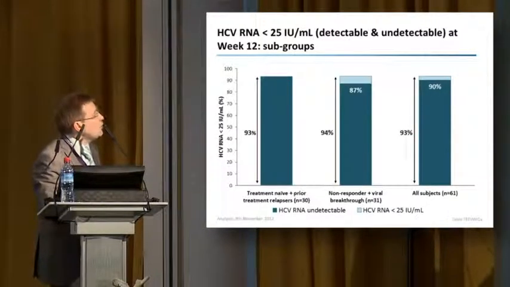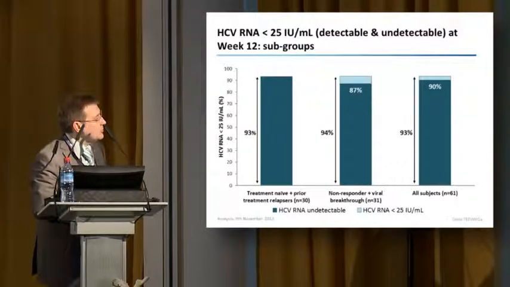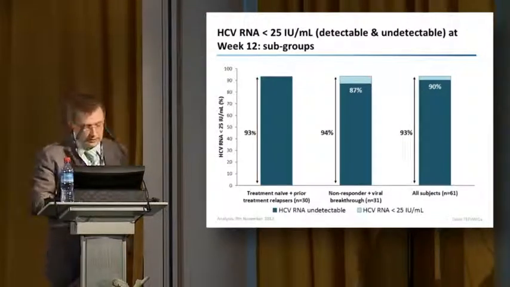And these are the week 12 results. Not surprisingly, in practically all patients, 93%, HCV RNA was undetectable at week 12. In the second group, non-responders plus viral breakthrough, 94% below 25 international units per mil, and 87% HCV RNA undetectable. Next slide, please.